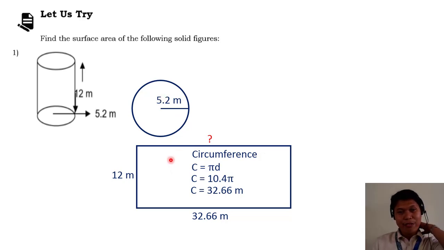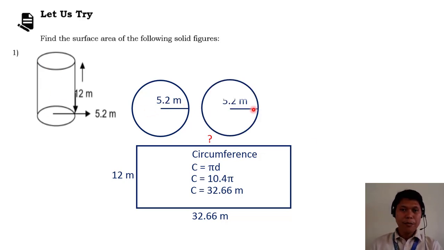Then we have all the information, or the data, that we need so that we can solve the area of each figure of the nets of this solid figure, which is a cylinder. So let's continue. We have the same 5.2. Then we are going to proceed to the area. The area is pi r squared. So the area of one circle is equal to 3.14 times 5.2 squared.